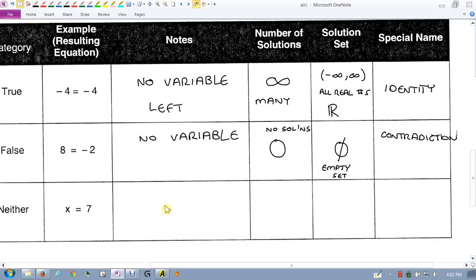And then what happens whenever you actually get something like x equals 7? The variable is there, right? Variable equals some number. That means you have one solution. What is the actual solution in this problem? So what would the solution here be? The number 7, right? Just 7's your answer.